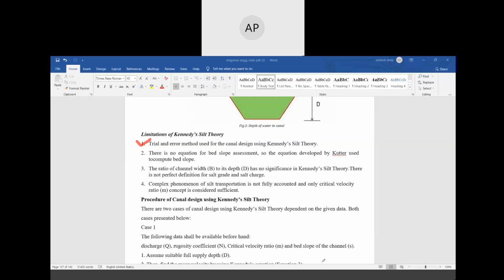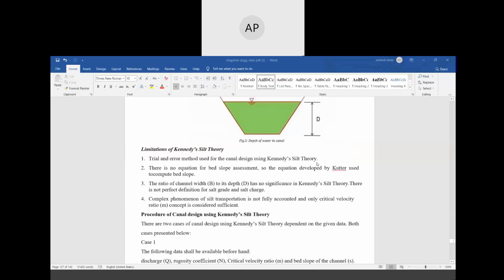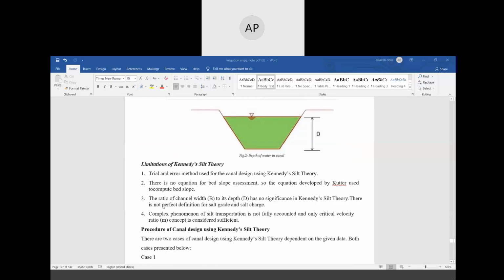Second one, there is no equation for bed slope assessment. So the equation developed by Kutter is used to compute the bed slope. Kennedy didn't provide any terms in the equation for bed slope. There will be some bed slope, so he didn't provide for it. So what we have to do, we use Kutter's equation to compute the bed slope.